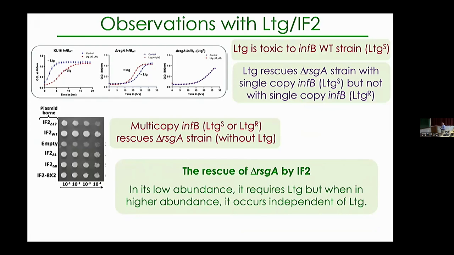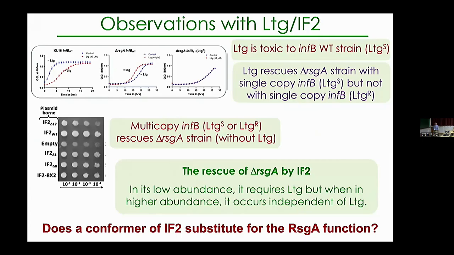So at low abundance of IF2, we require lamotrigine to rescue delta RSGA. At high abundance of IF2, irrespective of lamotrigine or the binding region, we are able to rescue delta RSGA. So does a conformer of IF2 substitute for the function of RSGA? That became the question, because that's sort of pointing us in that direction.